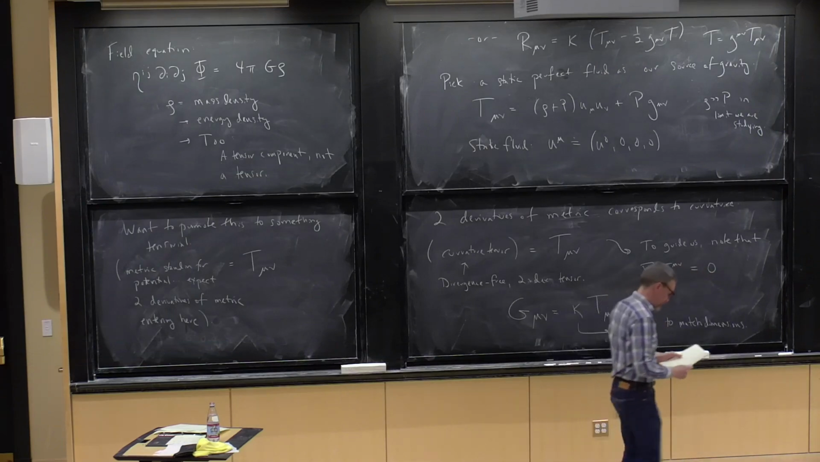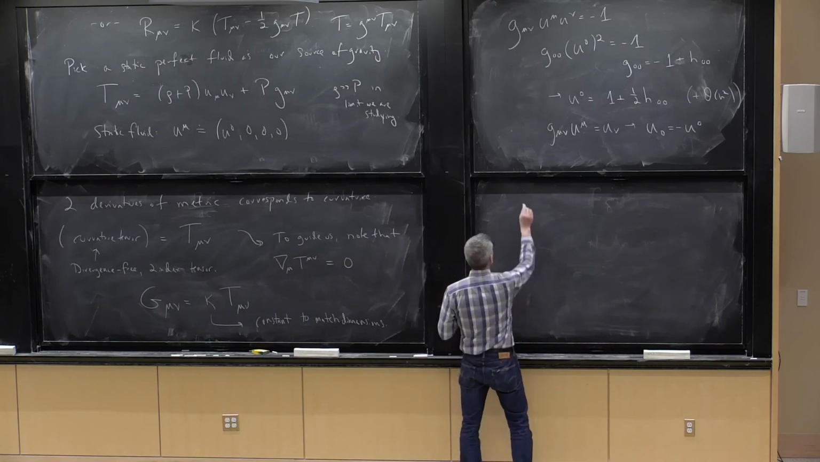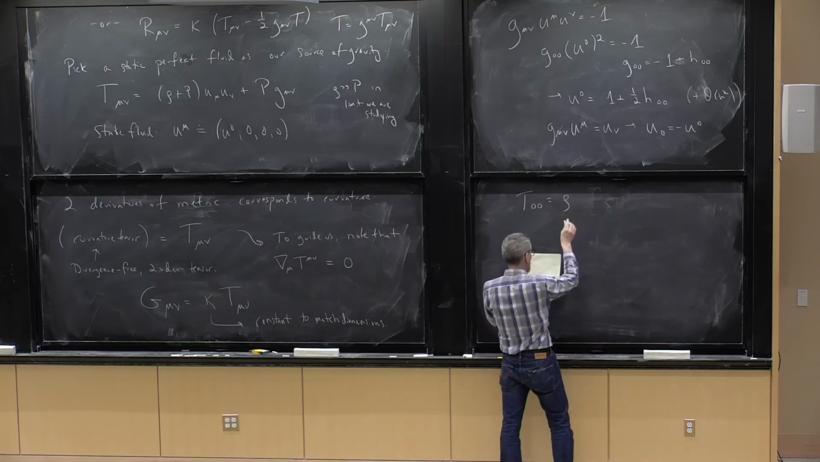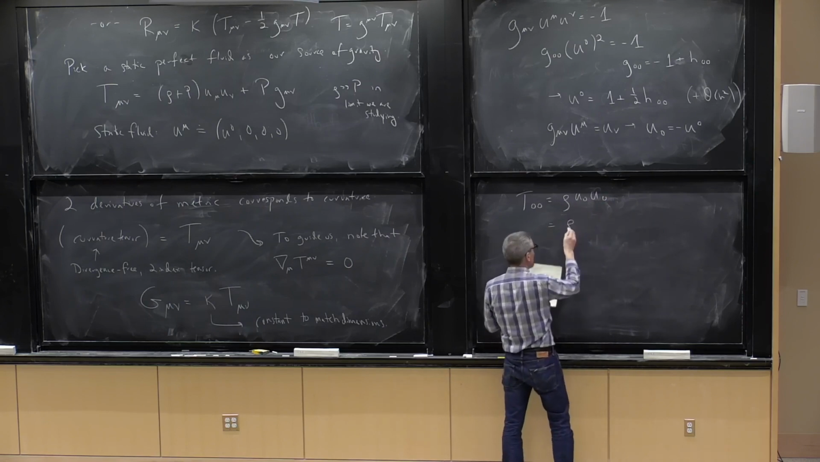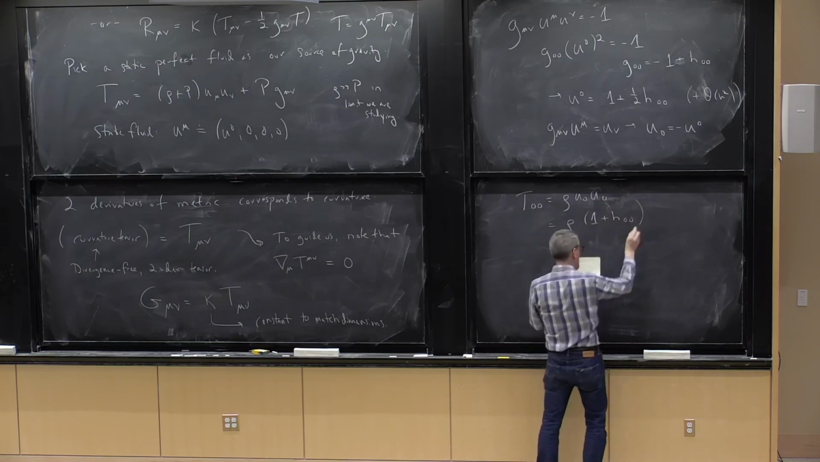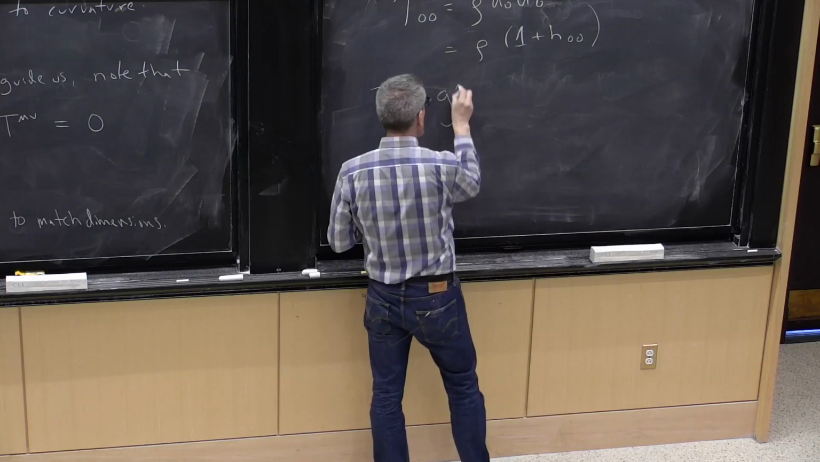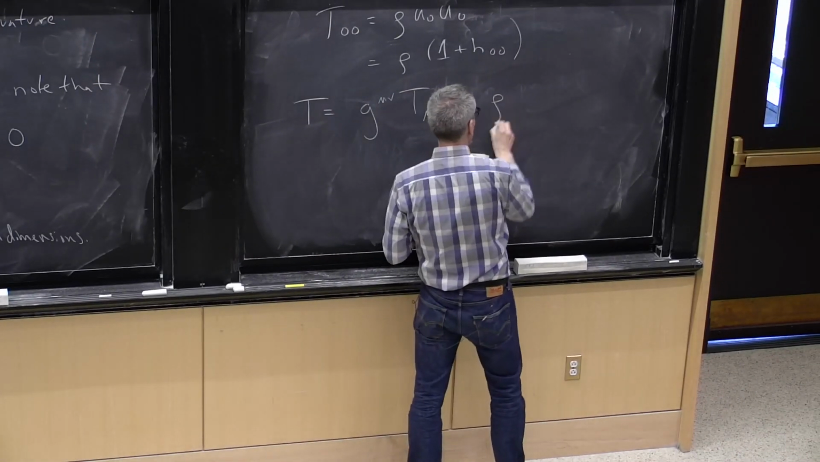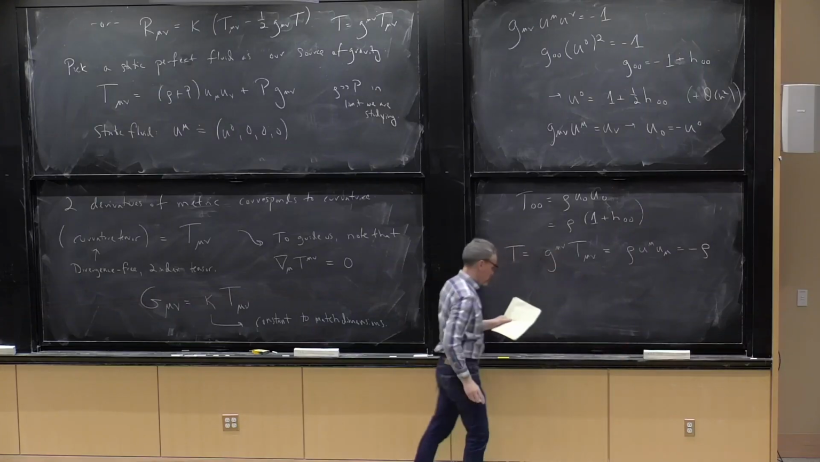Let's now put all the pieces together. The only component of my stress energy tensor that's going to really matter is rho u0 u0, which, putting all these ingredients back together, is rho (1 plus h00). The trace of this, putting all these pieces together, is just equal to negative rho.